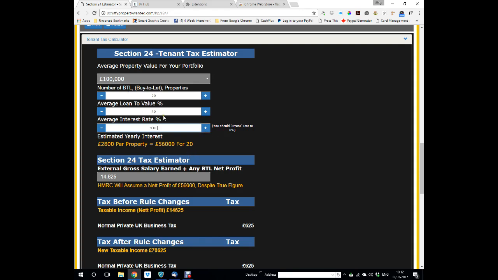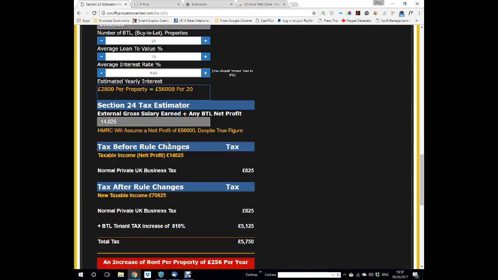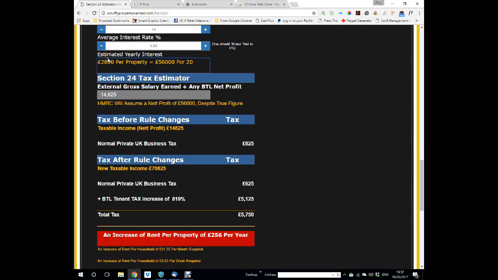So on this calculation, you've got 20 properties, all averaging £100,000 in value, with an average loan to value of 70%. And let's assume that the interest rate is 4%. So how are you affected? The estimated yearly interest on each property is £2,800 that you're paying, and for 20 properties it will be £56,000 over the year.